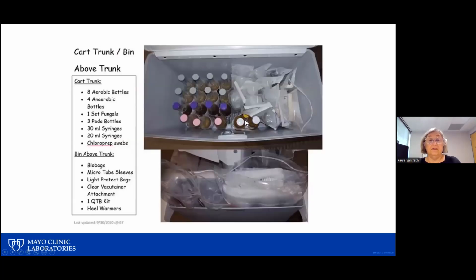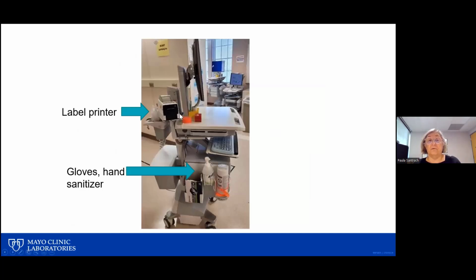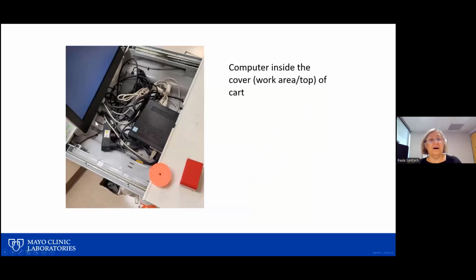Then there's a trunk on the cart that has blood culture bottles and a set, and then a variety of syringes and some swabs. The bin above the trunk is where the bio bags are, micro tube sleeves, clear vacutainer attachments, again, a variety of things. Everything you need, even heel warmers for neonatal or pediatric collections. It also has a label printer, so you can print the labels from the barcode that you scanned on the patient's wristband. We also have gloves, hand sanitizer, and I think this is our decontamination solution that we use to clean off between patients. Here's the computer hiding underneath it all.